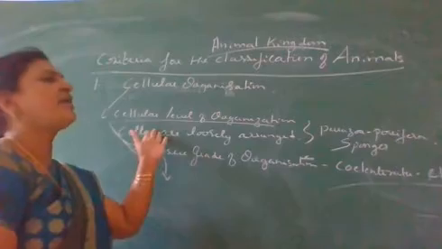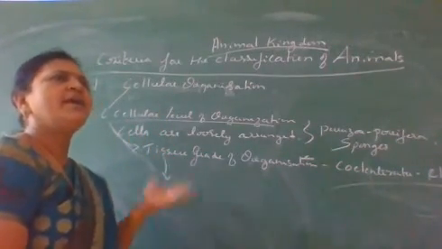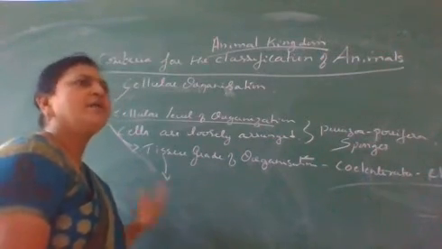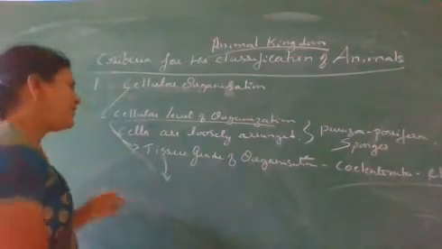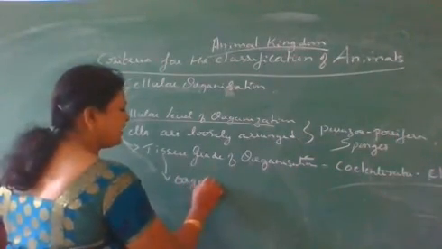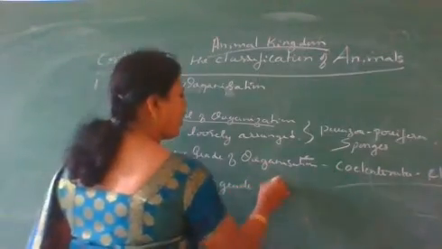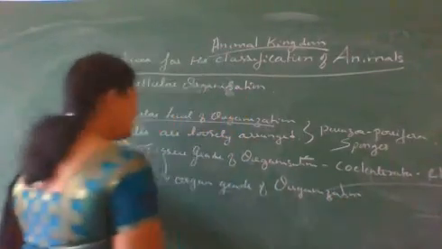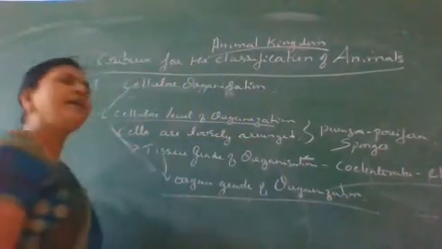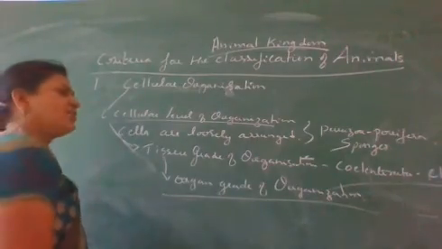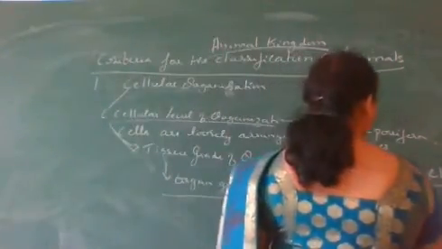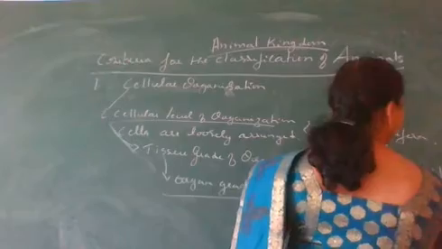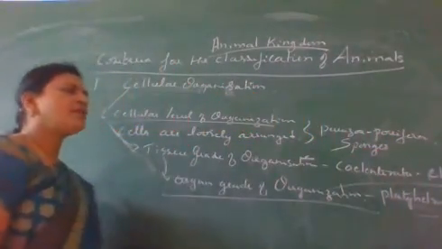So first is cellular level, next is tissue grade, next is what? The tissues which organize to form a specific structure, that is organ grade of organization. Which are those metazoa that exhibit organ grade of organization? That is nothing but platyhelminthes.